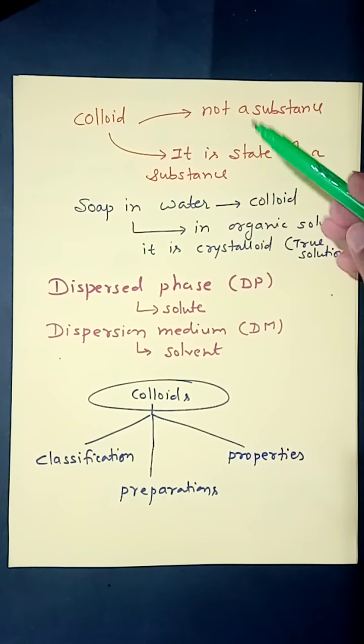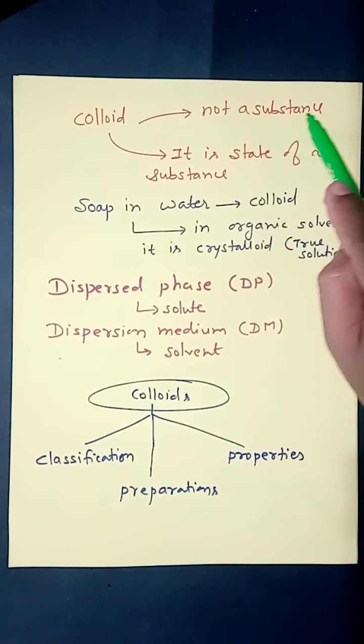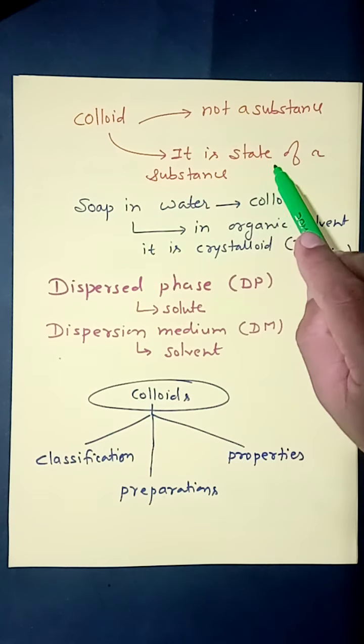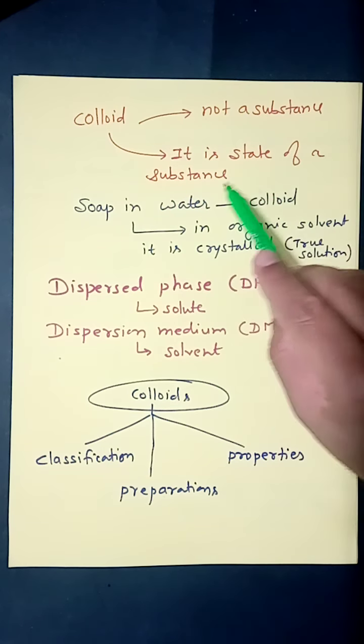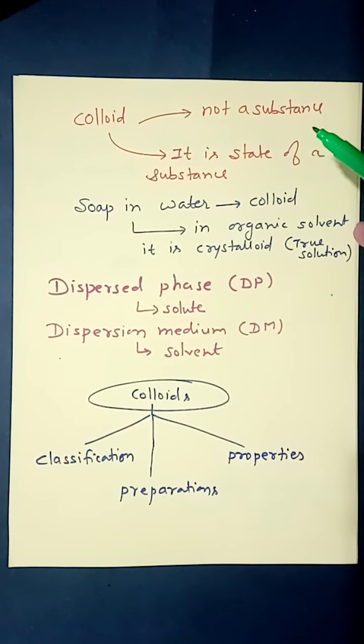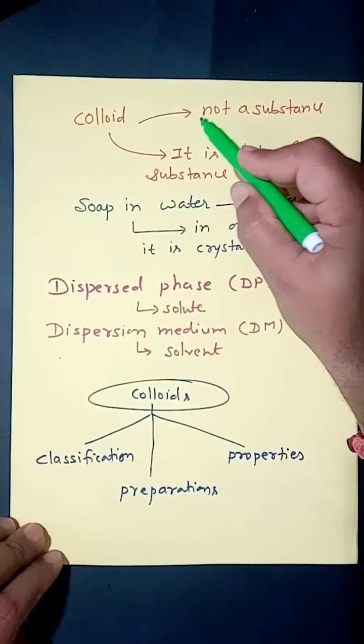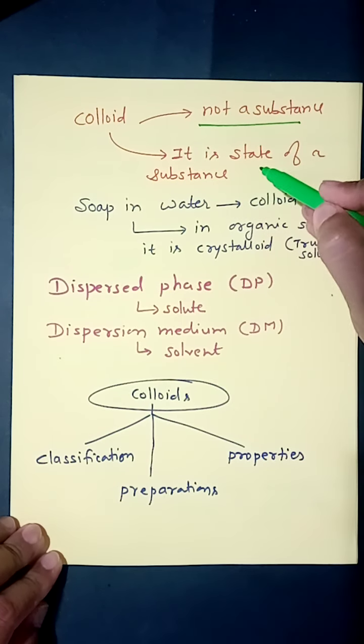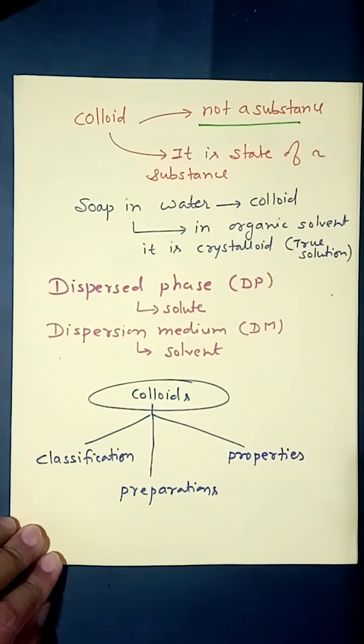One important question: colloid is not a substance, but it is a state of a substance. What do you mean by this? What do you understand by this? A good question which is given in NCERT also. Explain that colloid is not a substance, but it is a state of substance.